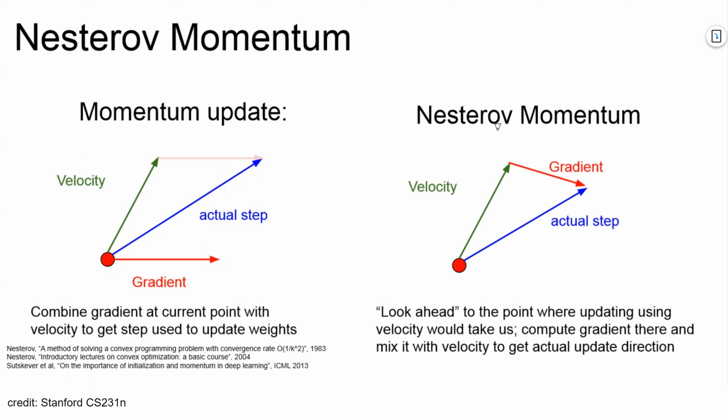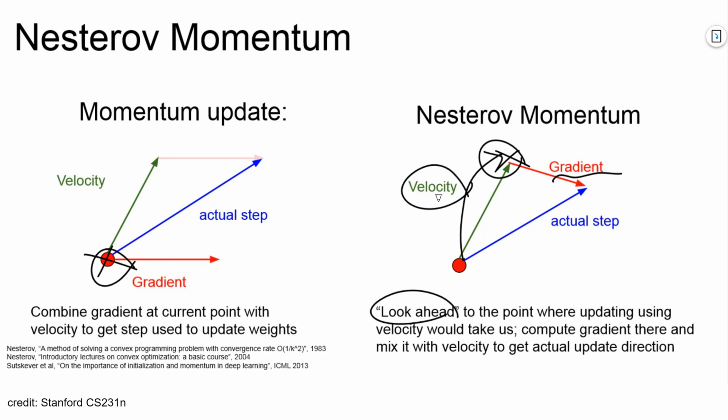Another momentum we could use is Nesterov momentum. Here, we are looking ahead to the point. So rather than calculating the gradient at this point, we are calculating the gradient at this point, where we are going to using our velocity. And then we mix the gradient at this point with the velocity, and the actual step will be like this.